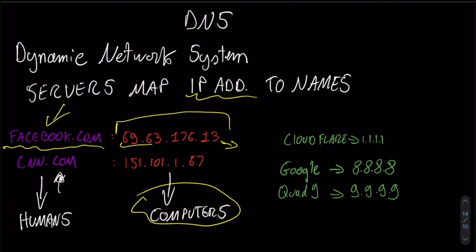everyone was typing in this sequence of numbers into their browser to get to Facebook, and then Facebook decided to want to change those servers, right? Or do some sort of mapping. They would struggle to do that, right? They couldn't do that. And that will mean a lot of people will not be able to access their services and they'll lose a lot of money.